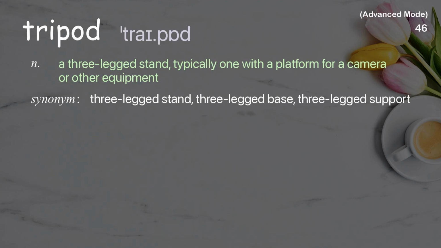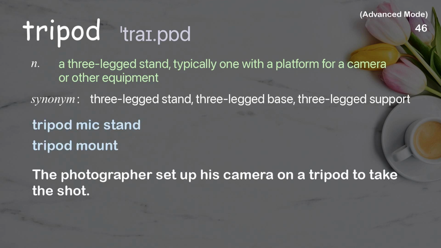Tripod. A three-legged stand, typically one with a platform for a camera or other equipment. Examples: tripod mic stand. Tripod mount. The photographer set up his camera on a tripod to take the shot.